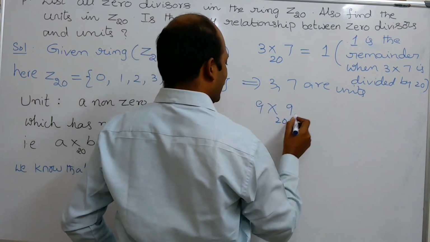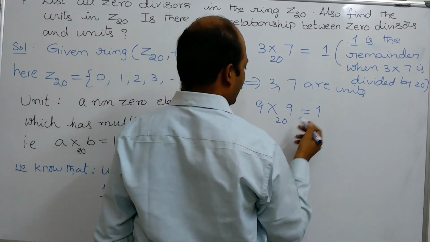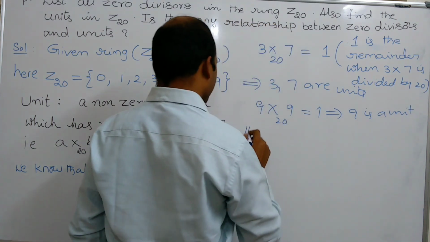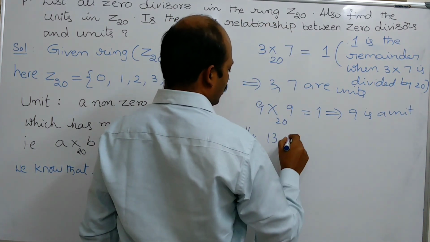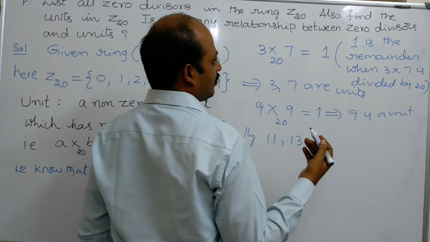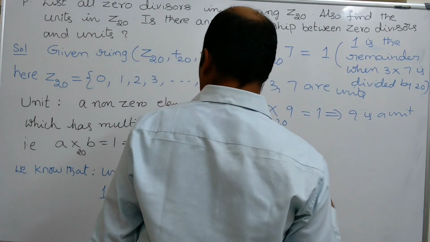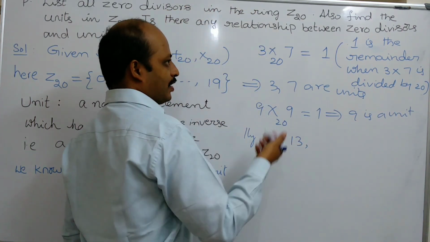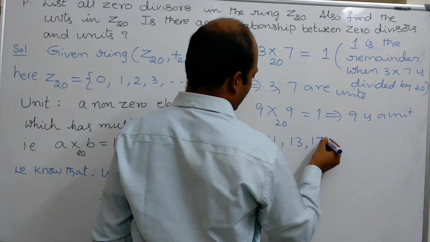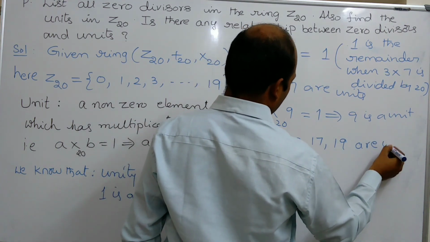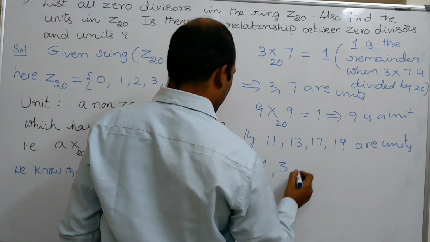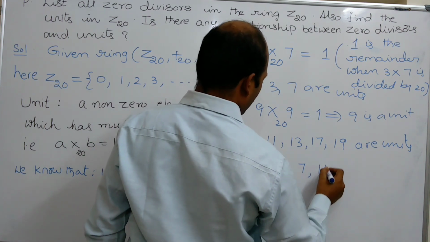9 into 9 modulo 20. 9 9s are 81. You get 1. 9 is a unit. Similarly, 11, 13, 14. 14 into 10 is 140, it is a zero divisor. 13 and then 15, 16, 17, 19 are units.